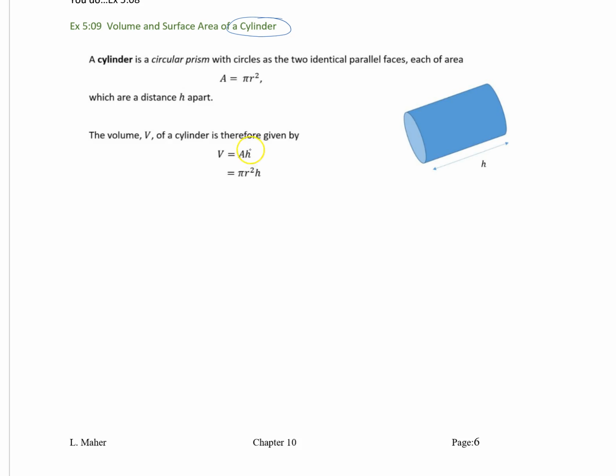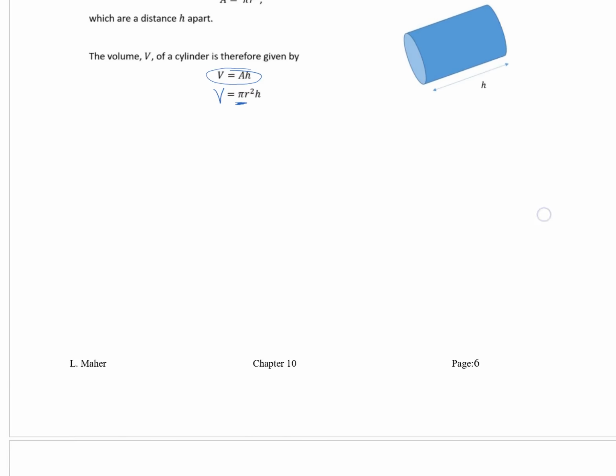So you know that the volume of a prism is V = AH, where A is the area of the uniform shape. And because the identical face is a circle, and we know the area of a circle is pi r squared, then we can see the complete formula for the volume of the cylinder is pi r squared times h. And that's really about it. It's a nice, fairly straightforward formula.